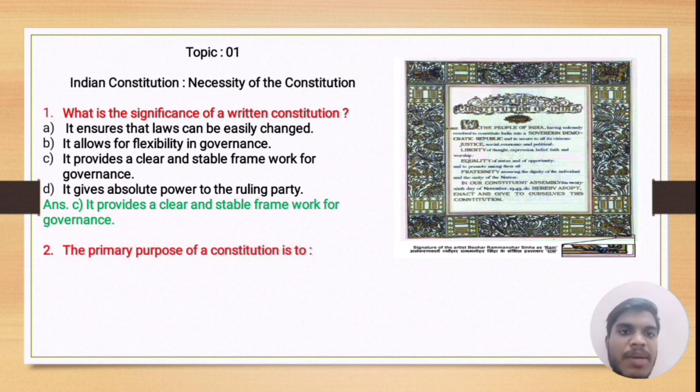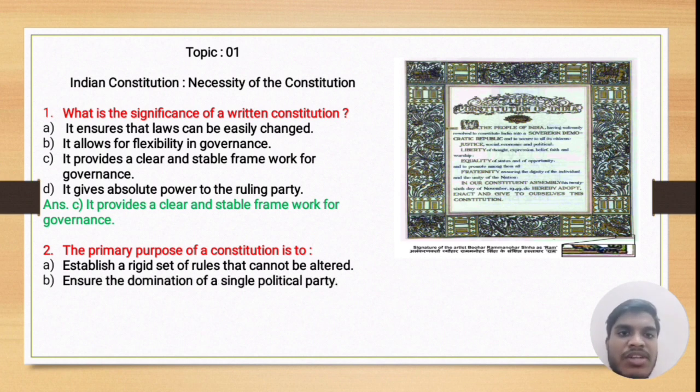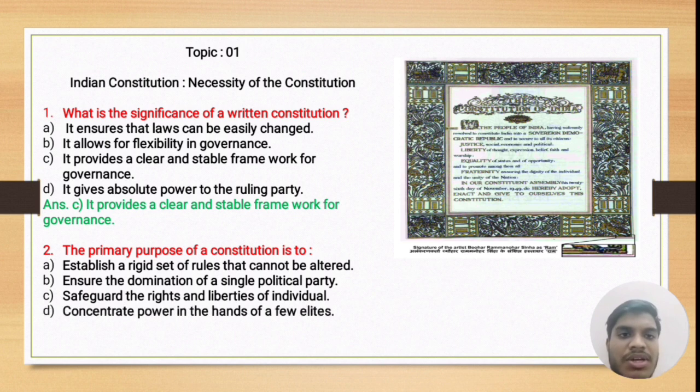Next, the primary purpose of the constitution is to: Option A, establish a rigid set of rules that can't be altered. Option B, ensure the domination of a single political party. Option C, safeguard the rights and liberties of individual. Option D, concentrate power in the hands of few elites. And the answer is option C, safeguard the rights and liberties of individual.